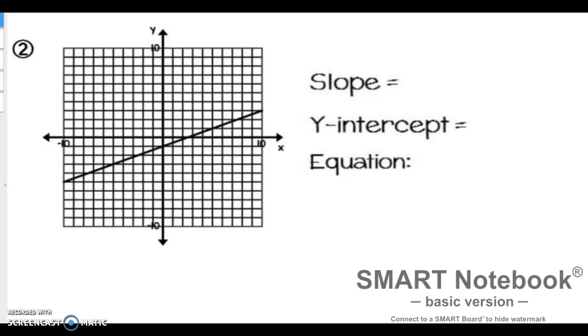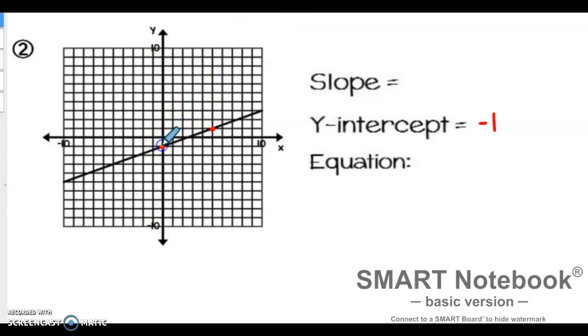For number 2, we're going to do the exact same thing. So let's find the y-intercept first. Here we can see that our line crosses the y-axis at a y value of negative 1. So that's our y-intercept. And now we need to find another point where the line crosses nicely. So we're going to use this one right here. So now let's draw in our slope triangle.